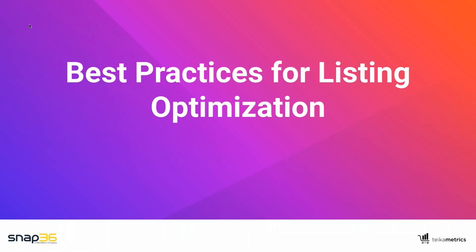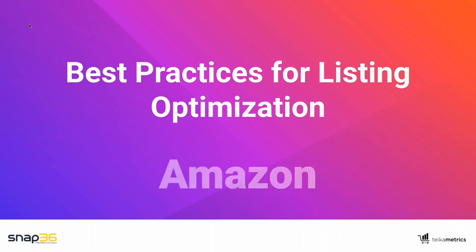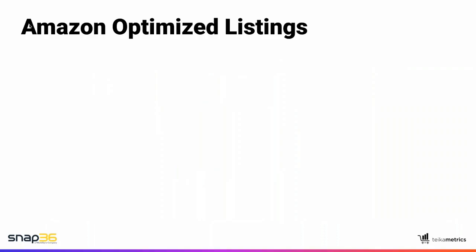Now, going to the second topic, best practices for listing optimization on marketplaces in general. Let's focus on Amazon first. I'm going to go through the usuals here, but I'm also going to make this interactive, and we're going to take a look at a very good listing and one that's not done so well.